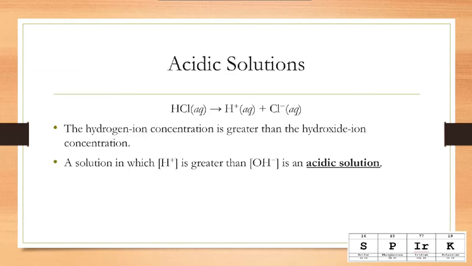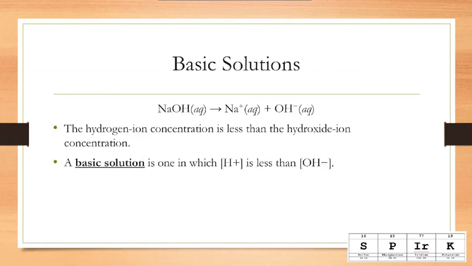So let's talk about acidic solutions. So let's look at hydrochloric acid being dissolved in water. We know that we get H plus ions and Cl minus ions. The hydrogen ion concentration is greater than the hydroxide ion concentration. A solution in which the concentration of H plus is greater than the concentration of OH minus is an acidic solution. For basic solutions, it's just the opposite. The hydrogen ion concentration is less than the hydroxide ion concentration. A basic solution is one in which the concentration of H plus is less than the concentration of OH minus.